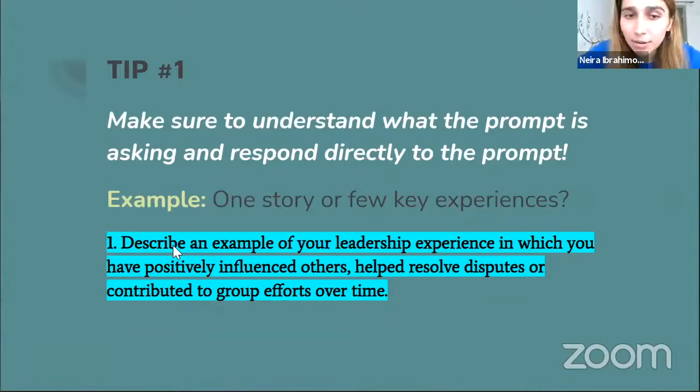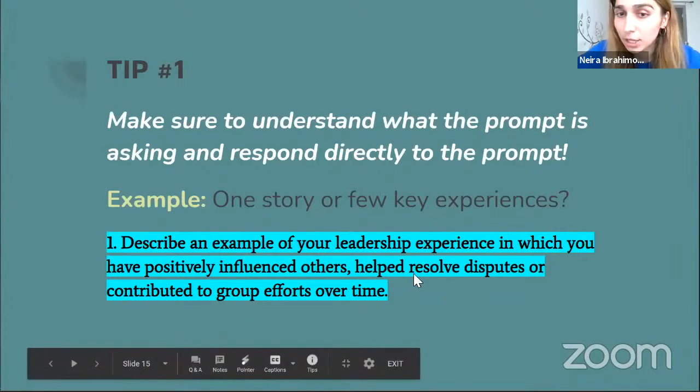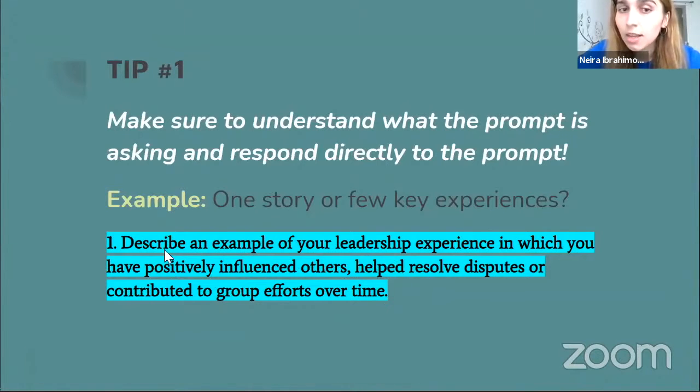So I want you guys to notice this keyword. Describe an example of your leadership experience. It's asking you to describe an example of your leadership experience that's positively influenced you or others, and then show how you've contributed to group efforts over time. So since it's asking you to describe an example, you want to pick one specific leadership experience where you shine as a leader, and then talk deeply about what your role was, what you learned, how it impacted others, how it impacted you. So this would be an example of one story.